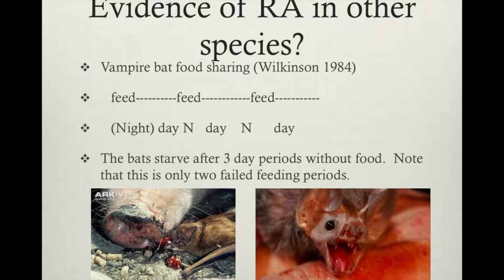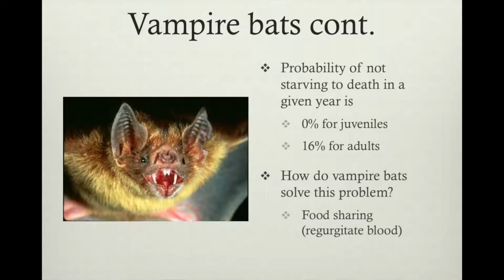Vampire bats are not generally successful every single night that they go out, so the likelihood of having a missed or failed feeding period is pretty high. The probability of not starving to death in a given year is 0 for juveniles. That means there's no way that juveniles would survive a full year if there was not this innovation of a behavior of food sharing. The probability of not starving to death for adults is only about 0.16, so most adults would also starve to death within a 1 year period.